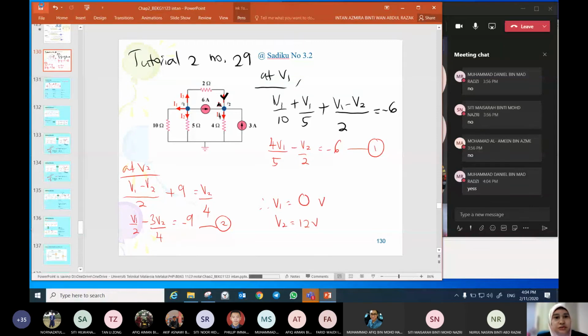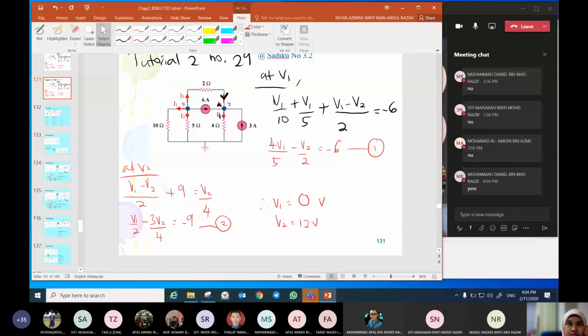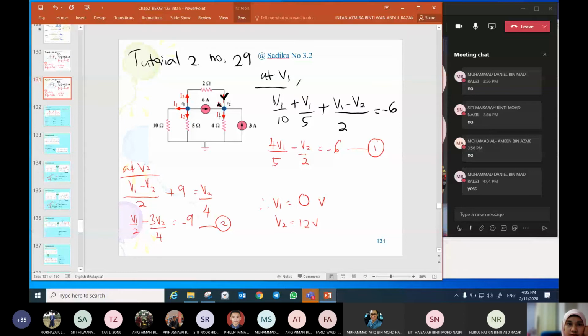Now you want to try to make I1 flow from 0 to V1, right? Betul tak? Okay, now we put, let I1 flow like this. Can flow like this.